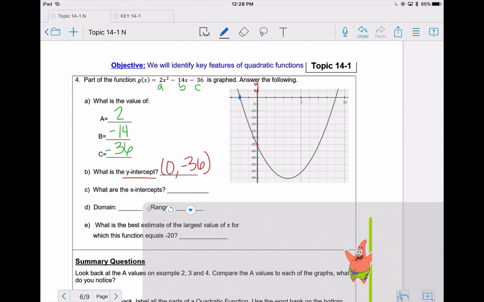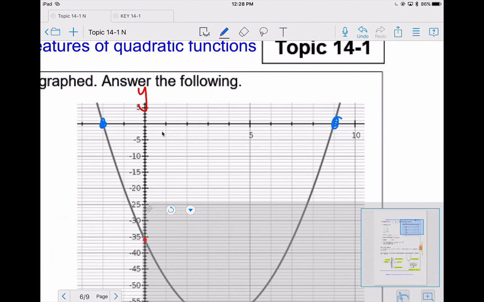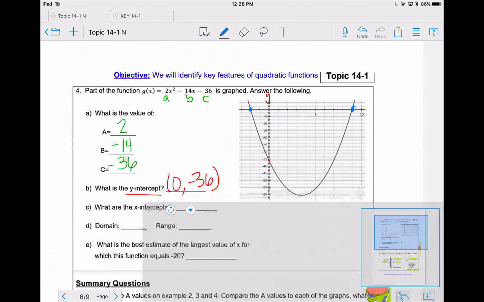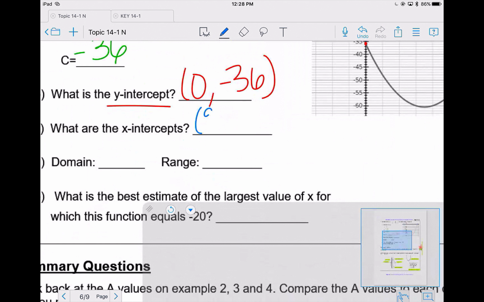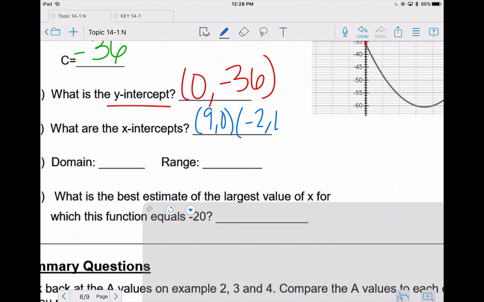My x-intercepts are where they cross the x-axis, and we need to be careful here. Every bold tick represents 1, 1, 2, 3, 4, 5, but they don't show all of them. So from 5, 6, 7, 8, 9, and then -1, -2. So 9 and -2 are my x-intercepts.